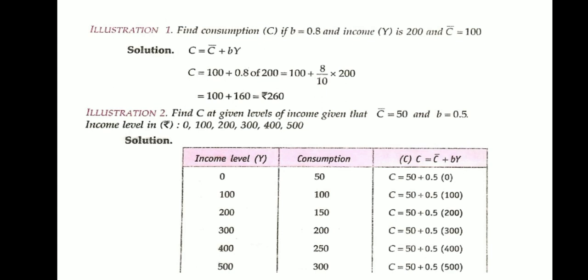The second sum is also like that, but in this case you need to find the consumption level occurring in an economy for income from 0 to 500, which you have to derive.